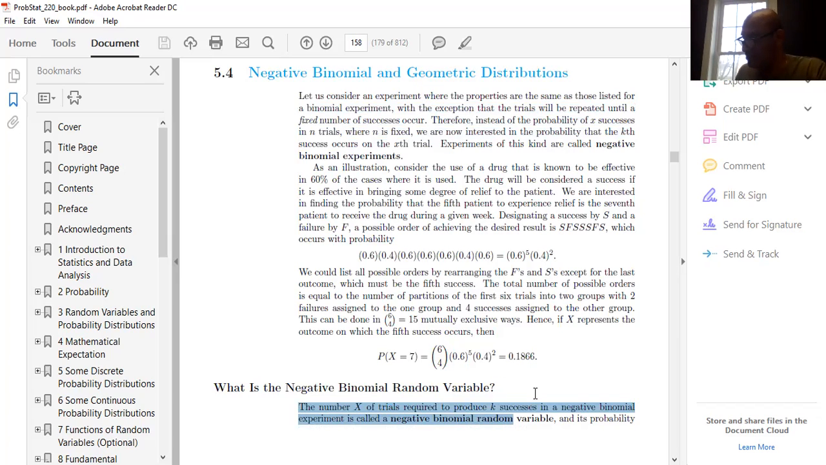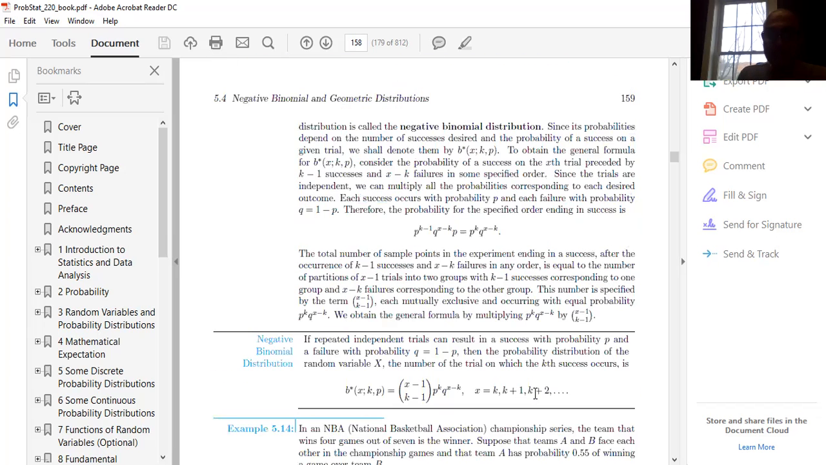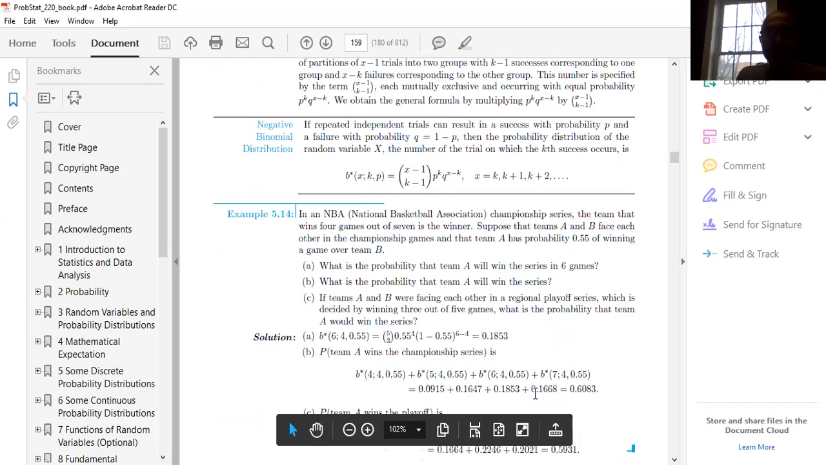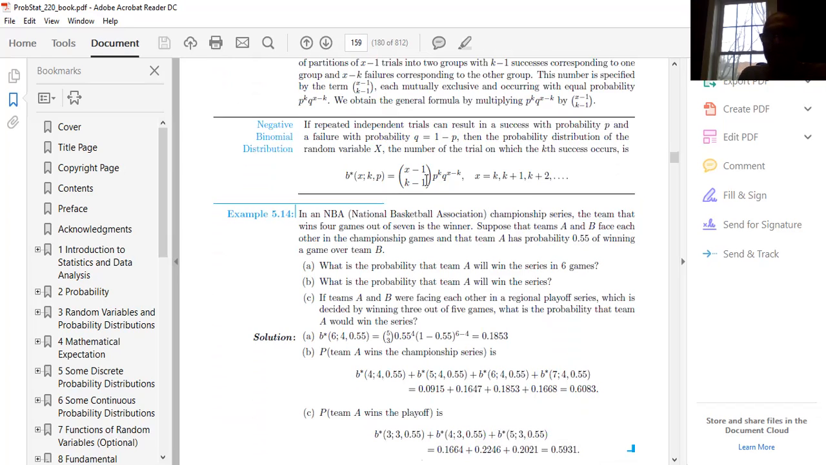The definition is given something like this. Look here. In a negative binomial distribution, repeated independent trials can result in a success with probability P and a failure with probability Q. You know that P plus Q is equal to 1, so Q is always 1 minus P. Q is considered the failure because the maximum probability is 1, and if you subtract the probability of success from it, that gives the case of failure.